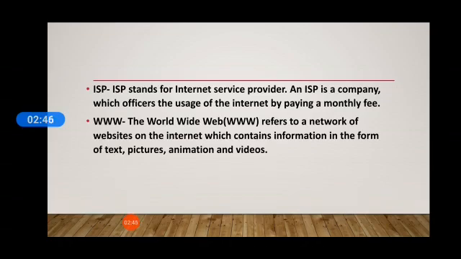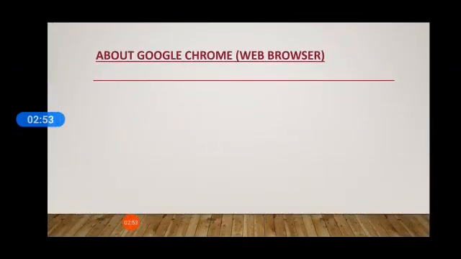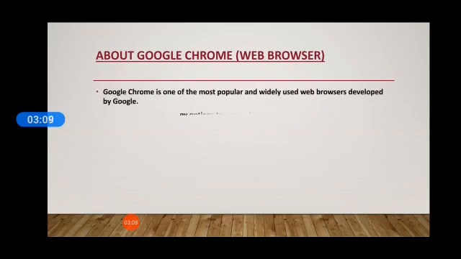This way children, we can understand about the terms which are used for the internet, and these are very important terms which we are using for the internet. Now next topic we are going to discuss here is Google Chrome, that is a web browser. As I already told you, Google Chrome is a very important web browser which is used for the internet. It is used for the internet connection also.